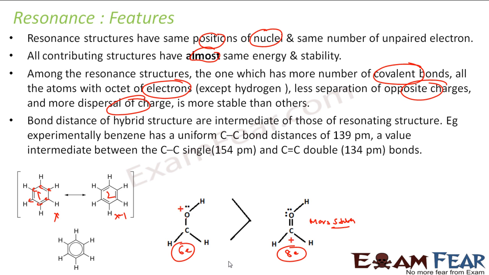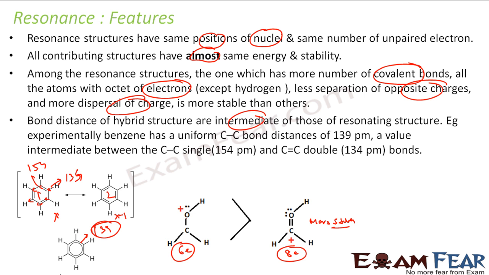Similarly, if you see, the bond distance of the hybrid structure is intermediate of the resonating structures. For example, in benzene, if you see, the double bond was my 134, the single bond was my 154, right? In the resonating structure, the bond is between 134 and 154. So theoretically it is 134 and 154, but actually if you see the real structure, it is 139 picometer. The bond length between C and H.